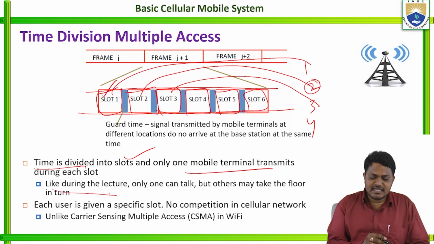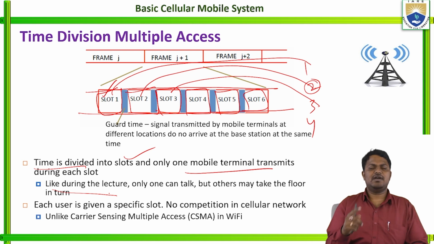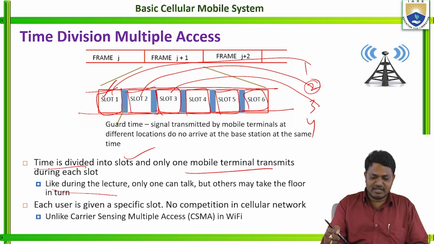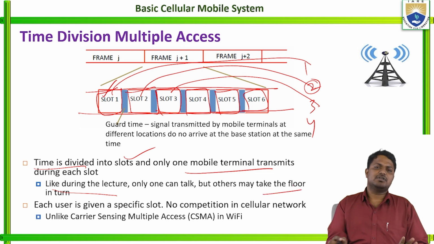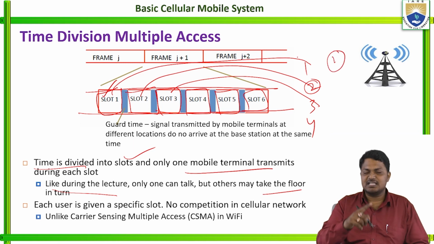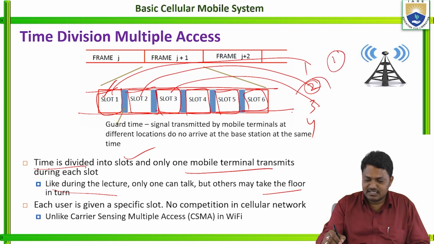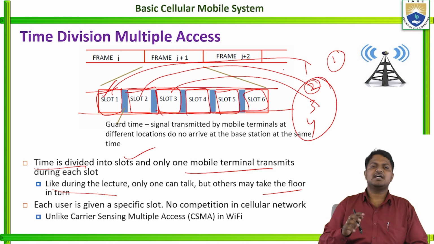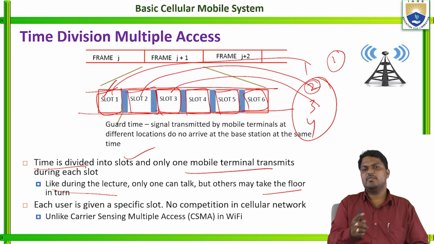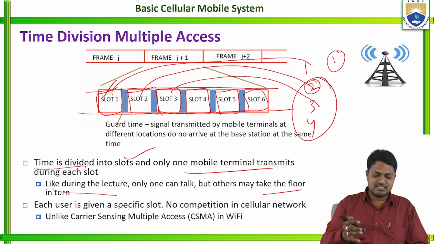It is like during a lecture, only one can talk. Now I am delivering the lecture, so only one talks while the others listen to my words. In the same way, when unit 1 is transmitting the signal, the remaining mobile units are in calm mode, because they are not connected to that slot. Only the mobile connected to the slot can transmit the signal.